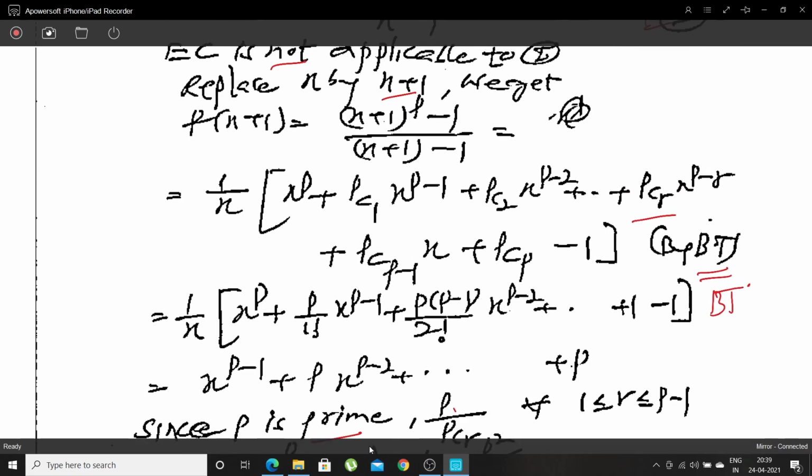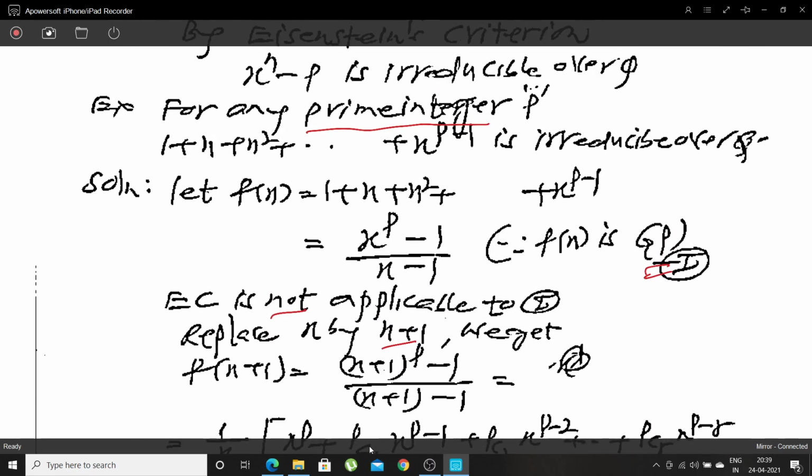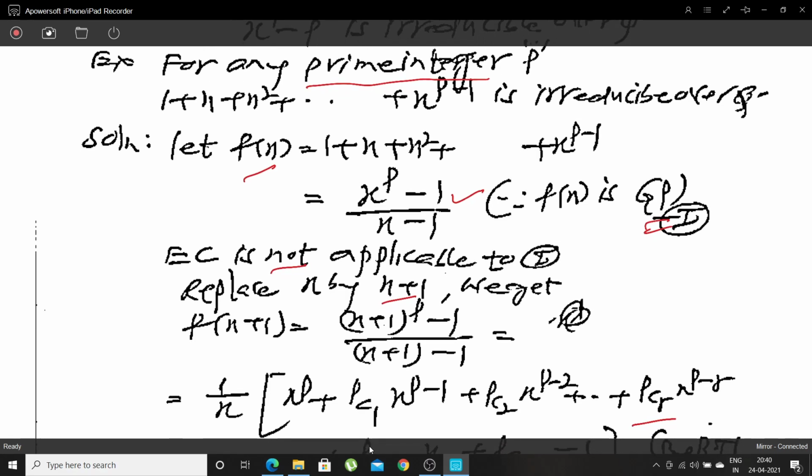Let me repeat. Here we denote the polynomial by f of x. Using geometric progression, we rewrite this polynomial in this form. Clearly, we can observe the theorem is not applicable because we are not able to see the a naught term, a1 term, and the highest term, and so on. Therefore, the theorem is not applicable. We have to bring it to the standard form. We can bring it to the standard form only when we replace x by x plus 1.